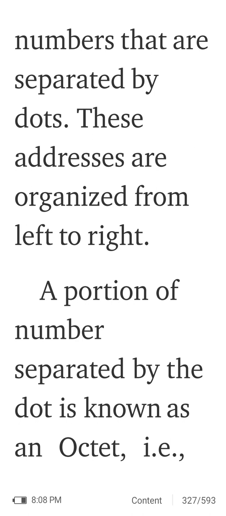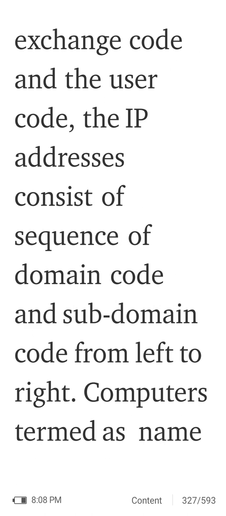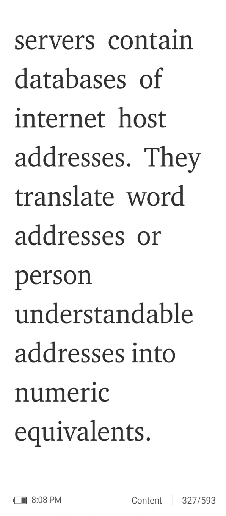These addresses are organized from left to right. A portion of number separated by the dot is known as octet. So 8 bits of information. These IP addresses have 4 octets that are equal to 32 bits. Just like our telephone numbers, which include country code, city code, exchange code, and the user code, the IP addresses consist of sequence of domain code and subdomain code from left to right. Computers termed as name servers contain databases of internet host addresses. They translate word addresses or person understandable addresses into numeric equivalents.